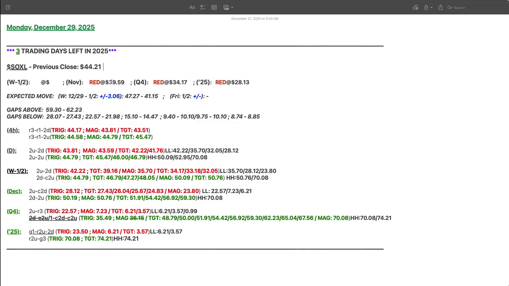to flip red, right? If we go below 39.59, the month flips red. If we go below 34.17, the quarter flips red. If we go below 28.13, the year goes red.